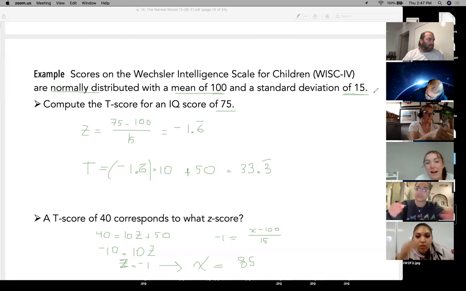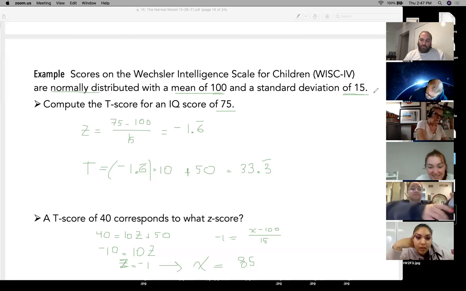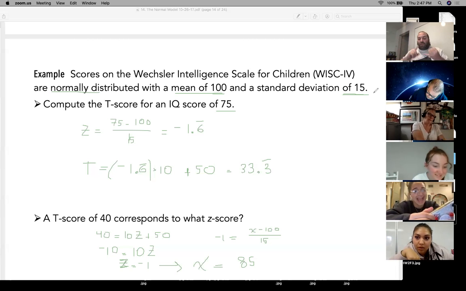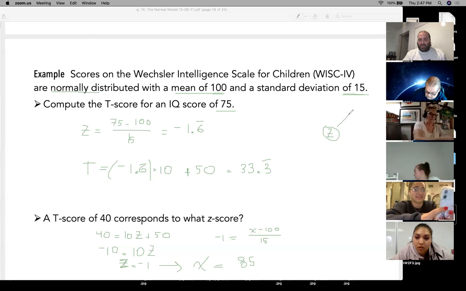Just so I'm clear, you plug everything back into your formula. If you have the T-score, you just plug everything back into the Z formula. T has a formula to Z. Z has a formula to X. Z also has a formula to the percentile from the table. So Z-score is like the center. If you make a little chart here, from Z, I can go to T, I can go to X, and I can go to my percentile.